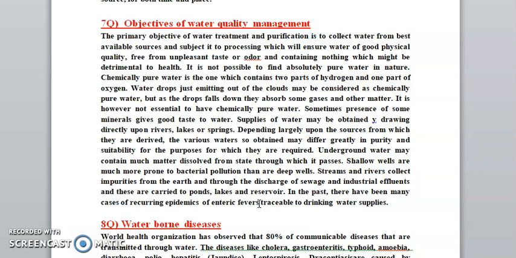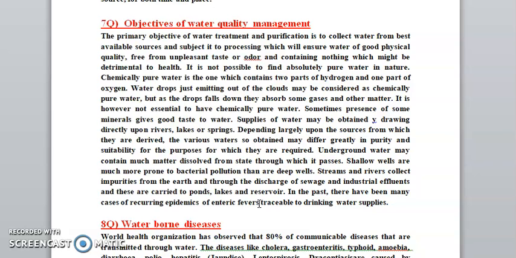In the past, there have been many cases of recurring enteric fevers due to the drinking water supply. This is the main objective of water quality management: how the water is taken, what the sources are, and what is pure water.